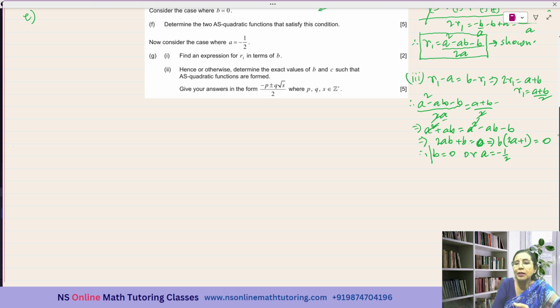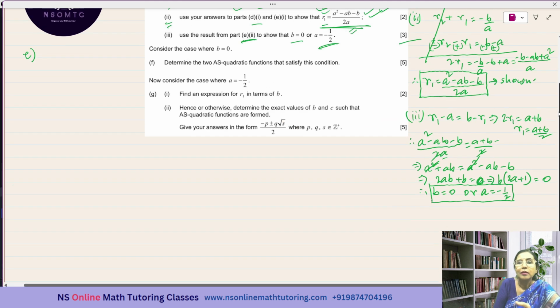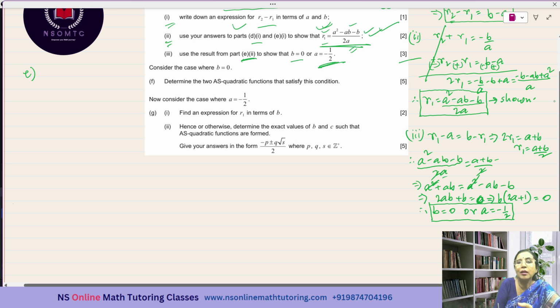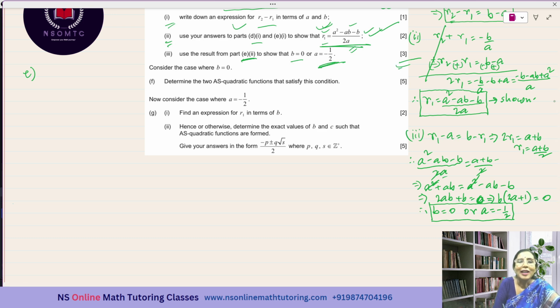So these are the values that have been given to us. See, B equal to 0 or A equal to negative half. 3 marks. We have got 3 marks. Now consider the case where B is equal to 0. Subpart F: determine two quadratic functions that satisfy this condition. It is containing 5 marks.